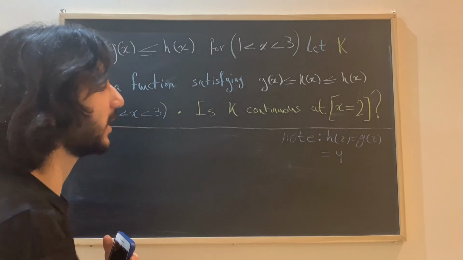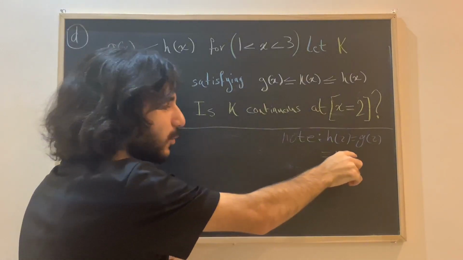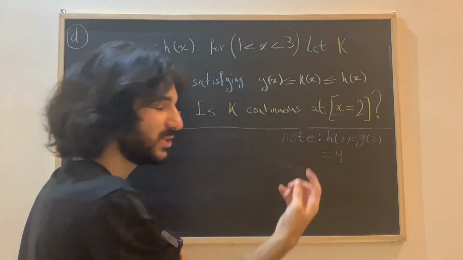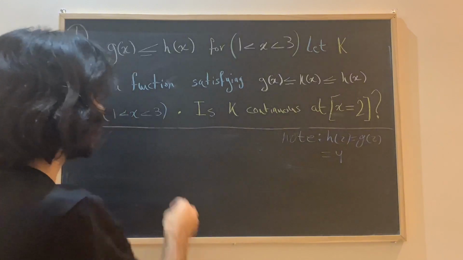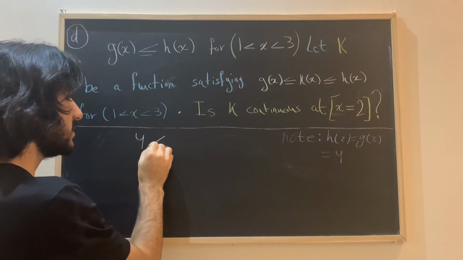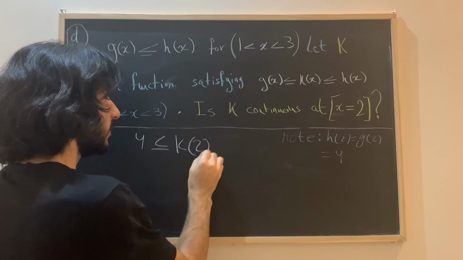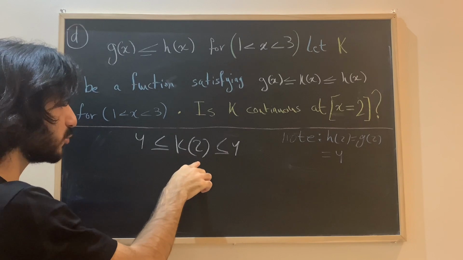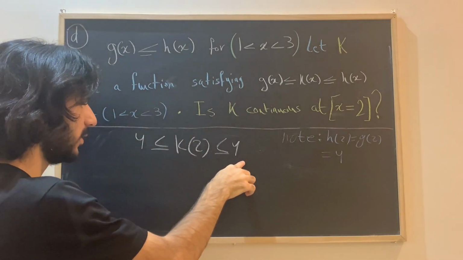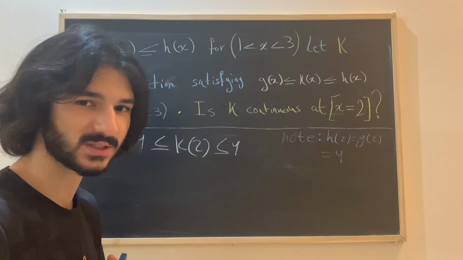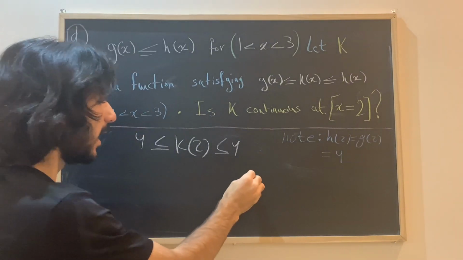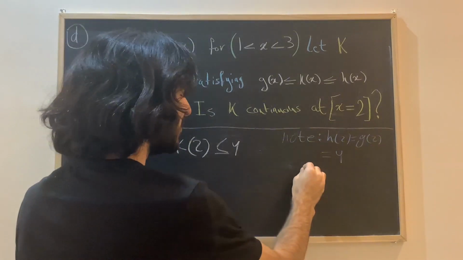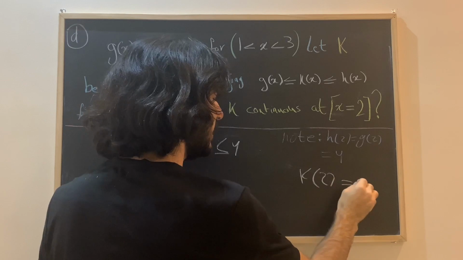Okay, so firstly, let's start by plugging in 2 into all of these functions. g of 2 equals 4, as we know from the original question. And same goes for h of 2, which equals 4. So we're going to have 4 less than or equal to k of 2, which is less than or equal to 4. Since k of 2 is squeezed between 4 and 4, there's only one possible value, and it's 4. So now we know that k of 2 equals 4.